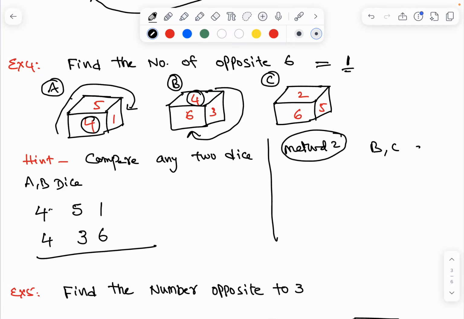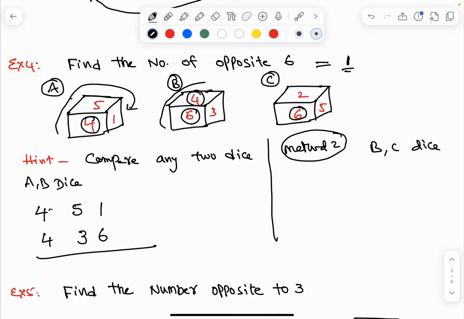I am taking B and C dice. Here observe, in B and C dice, which face is common? 6 is common. You can observe here, 6 is common.